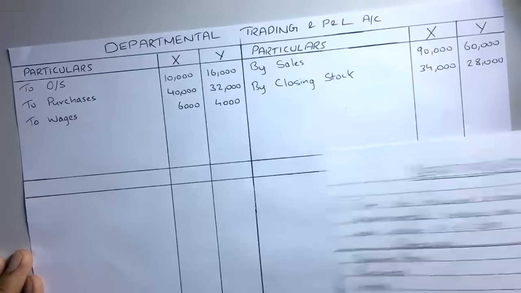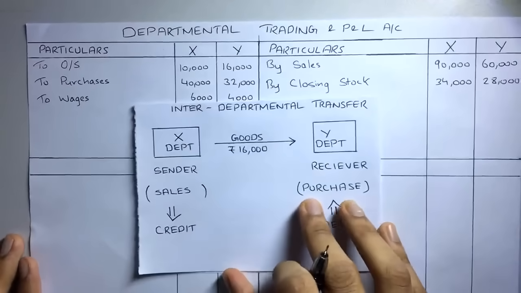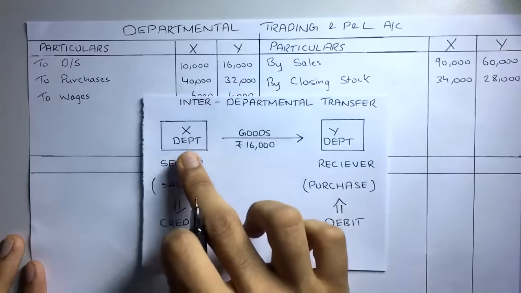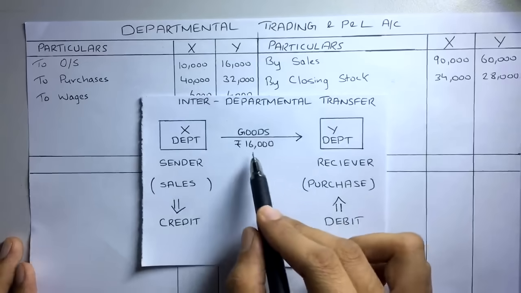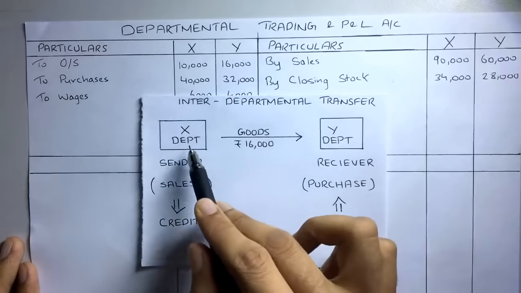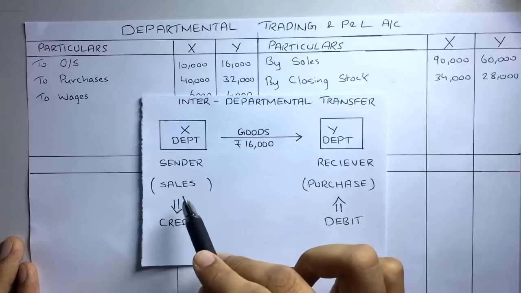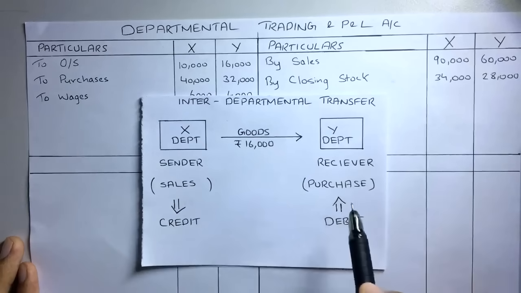Now I told you, whenever there is interdepartmental transfer, when goods are sent from one department to another, here X to Y, 16,000 worth of goods, then the sender department will consider it as sales, and the receiving department will consider it as purchase.